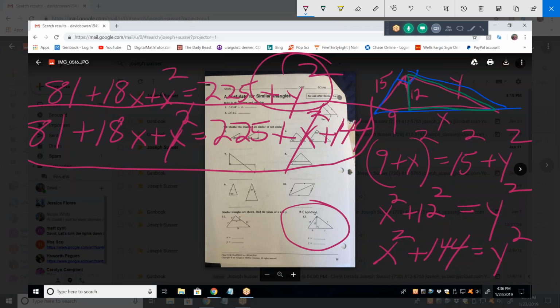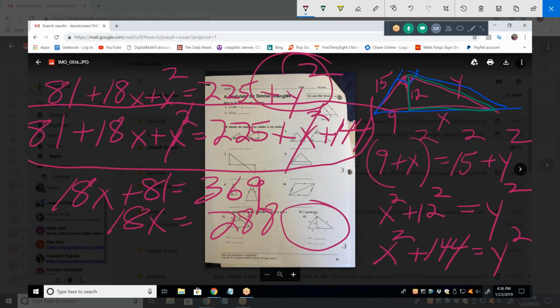So now we have 18x plus 81 equals 369. Move the 81 over. We have 288. Divide that by 18. And we're going to have 16.